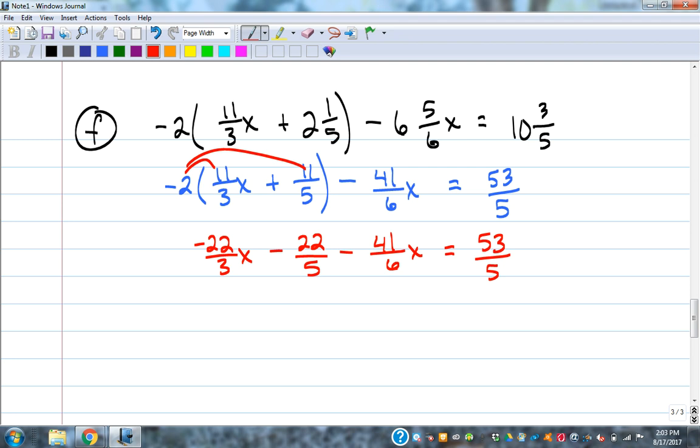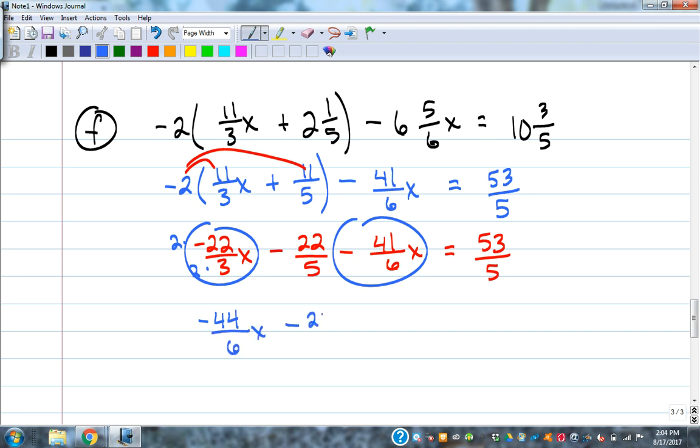All right. Now what? Combine the like terms. We got like terms here with this one and this one. They're on the same side, so what do I do with the signs? I got to have a common denominator, and then do I change the sign of one of them? No. They're on the same side, so use the same sign. So I got to have a common denominator, which would be what? 6. So got to double this one. So that's negative 44 over 6x. And I got the 22 over 5, and then the minus 41 over 6x.